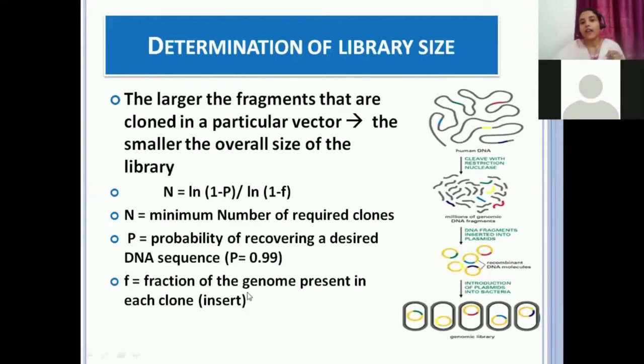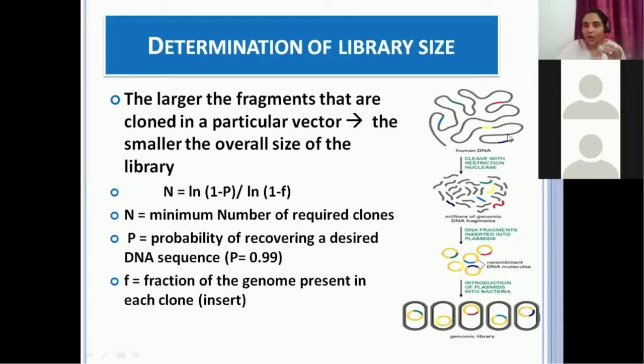Then f is the fraction of genome present in each clone. What is the fraction of genome present in each clone? This is your whole genome. It has a size, for example, its size is 10 or its size is 100. Okay, you break it down at say 5 places. In the big 100 kb genome, you've broken it down into 5 fragments. So what will be the size of each fragment? Okay, so you have your genomic DNA. You have cut it at 5 places. So each piece will be 20 kb.